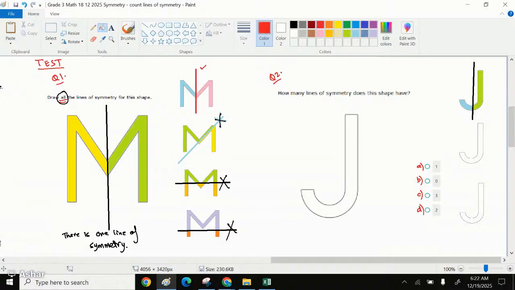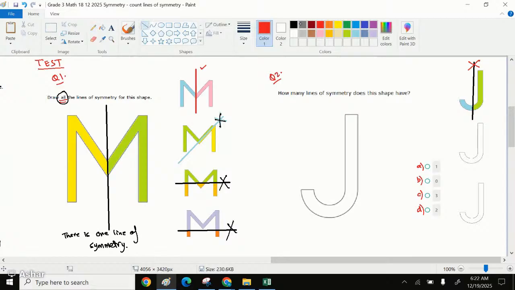They are not equal, right? So this is not a line of symmetry. Let's try another line of symmetry. Option B. Very good. That means there are zero lines of symmetry because this is not a symmetrical shape.